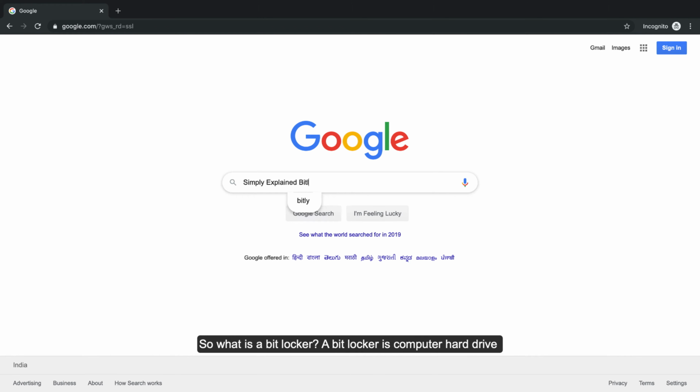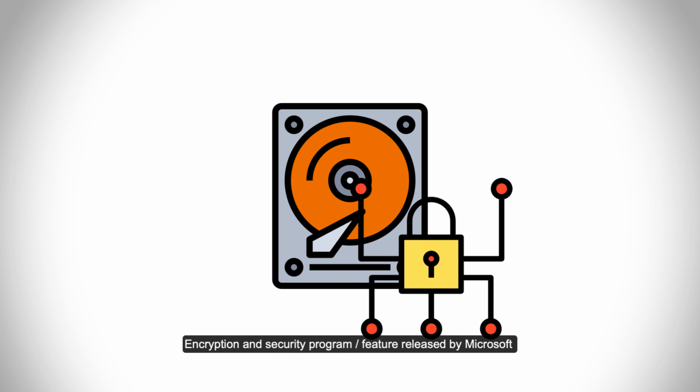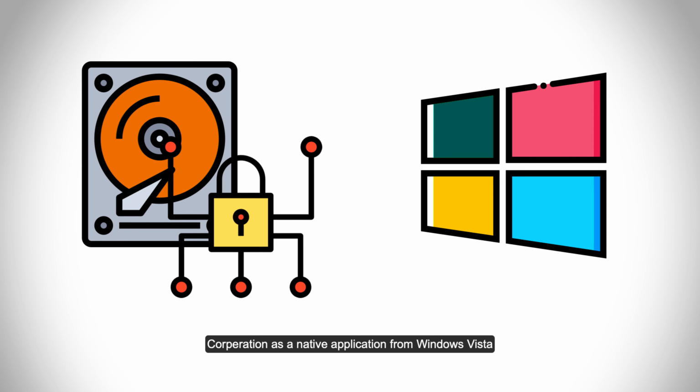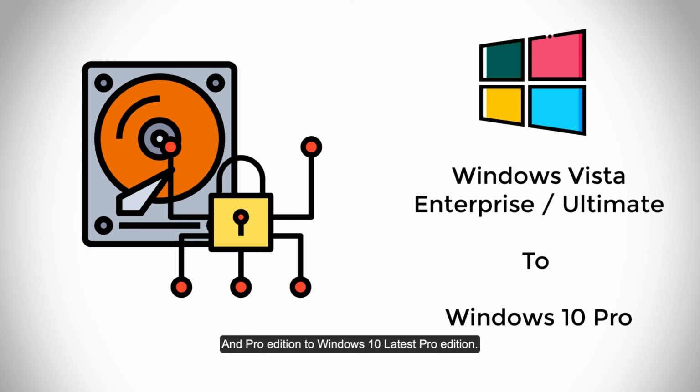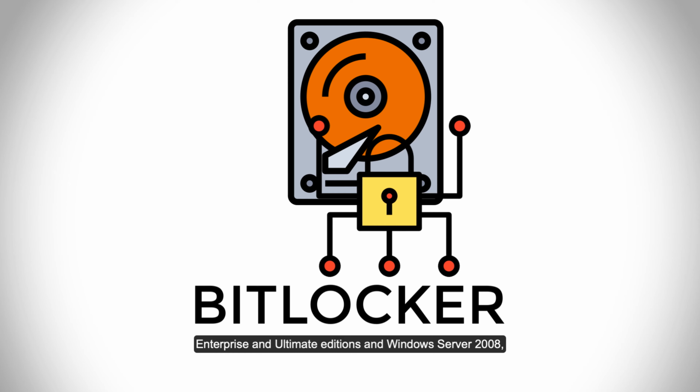So what is BitLocker? BitLocker is a computer hard drive encryption and security program released by Microsoft Corporation as a native application from Windows Vista, and it is available from Windows Vista Enterprise and Pro Edition to Windows 10 latest Pro editions. BitLocker is natively available in Windows 7 Enterprise and Ultimate Edition, Windows Vista Enterprise and Ultimate Edition, and Windows Server 2008, R2 and 2012 operating system versions.